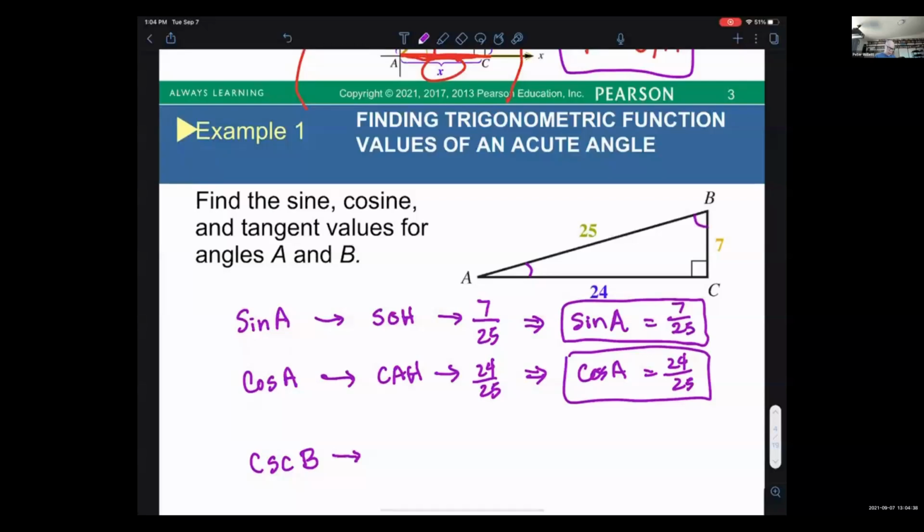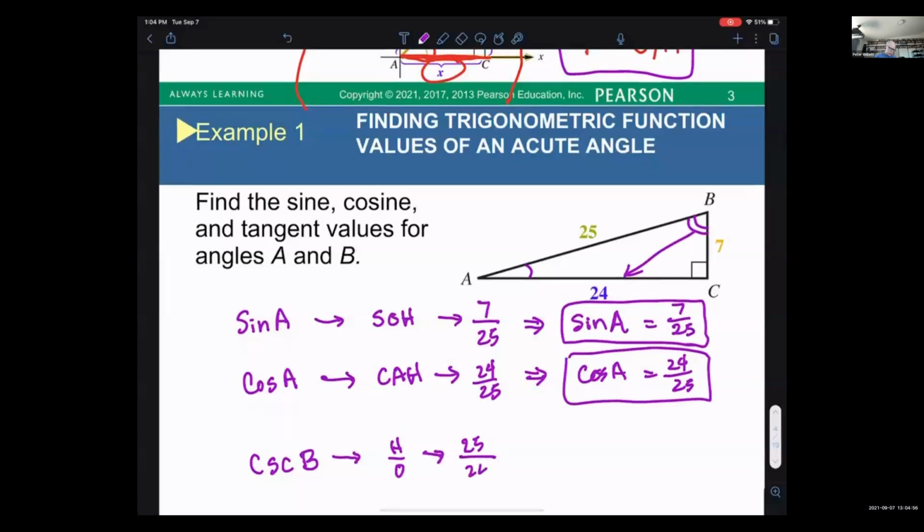So I would say, where's the B angle? The B angle is up here. And then to get cosecant, I would do hypotenuse over opposite. So that would be hypotenuse over opposite, which would be 25. And the opposite to the B is 24. And then that's the answer. Cosecant B.